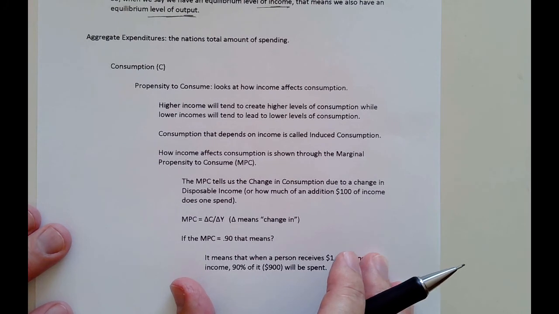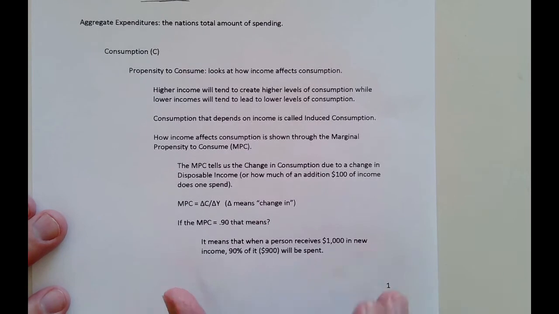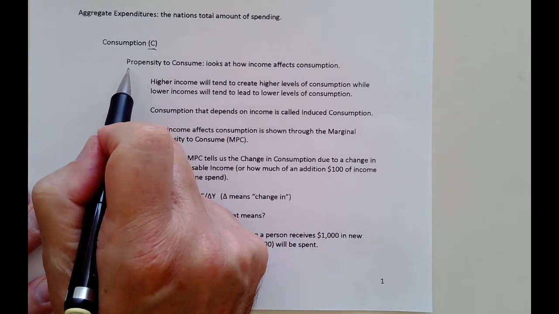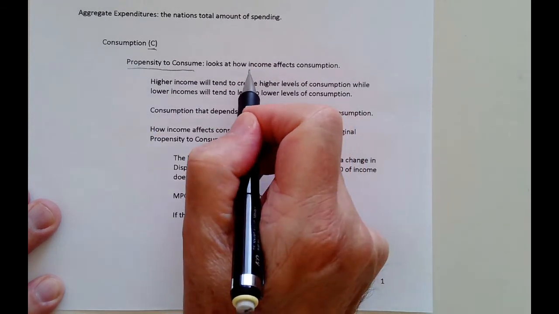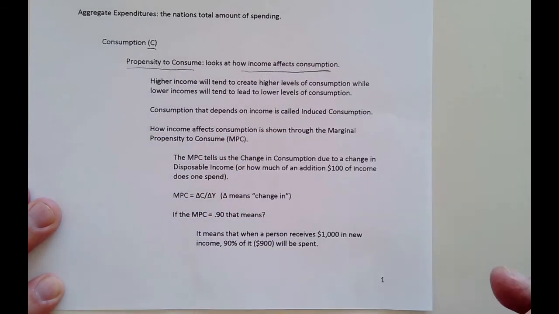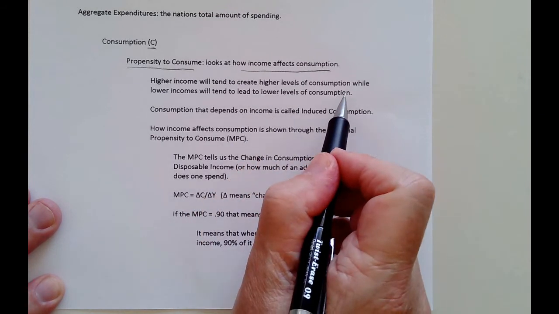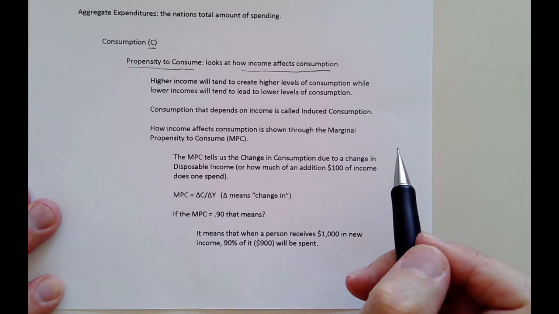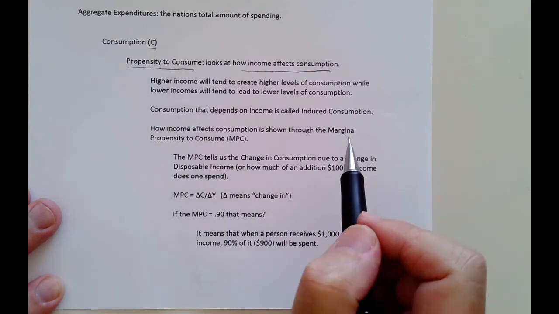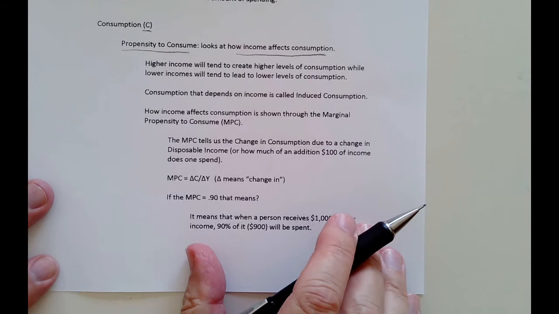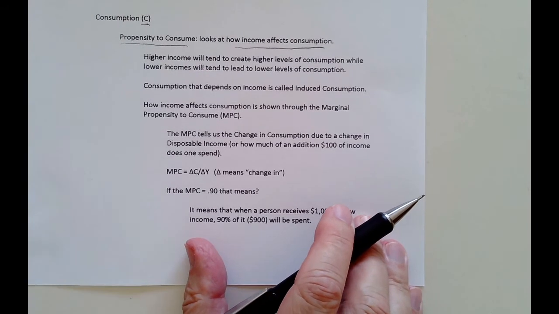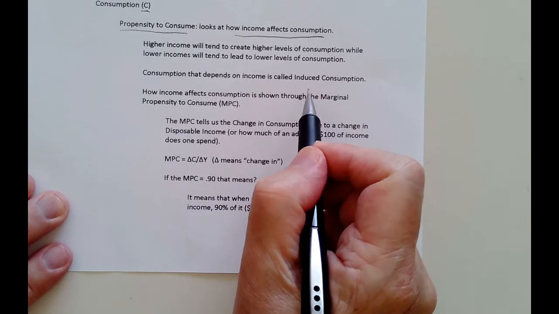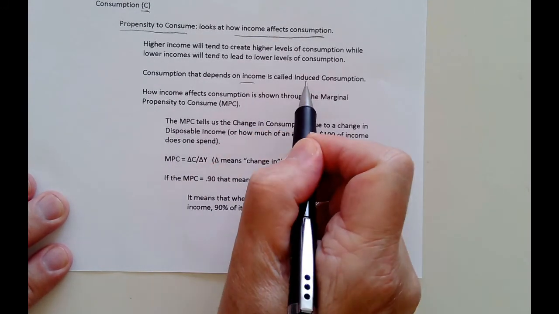So first, let's look at consumption, and C is always going to be consumption. The first thing we're looking at with consumption is that there's going to be a propensity to consume, and that it comes from income. Higher income levels will tend to create higher levels of consumption, while lower incomes will tend to lead to lower levels of consumption. I know that's not earth-shattering, but that is the basic idea of how income affects our consumption. We're going to have two different kinds of consumption in this chapter. The first one is going to be induced consumption, and that is the consumption that comes from income. Induced means it's caused, so this is the consumption that is caused by having income.